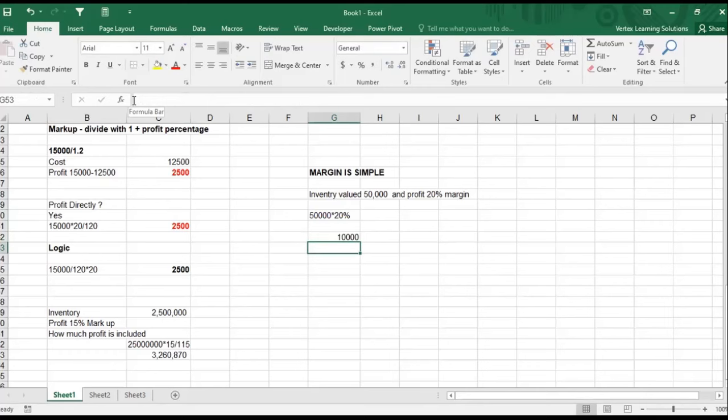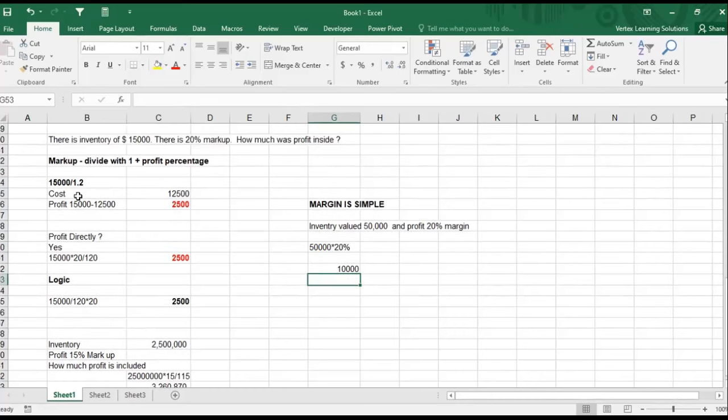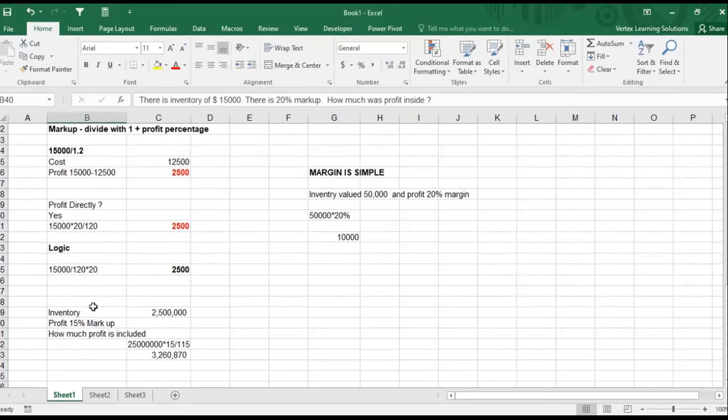So margin means percentage on the selling price, and selling price is given. In this case, why did it become complicated? Because they gave us the selling price 15,000, but profit is markup, which is on cost, and cost we did not know. And therefore, we were taking 20% of something we did not know, and it became a little bit complicated. But in case of margin, they tell us selling price is 50,000 and percentage is 20% margin. So it means that 20% of 50,000. So that's very simple. Nothing confusing about it.